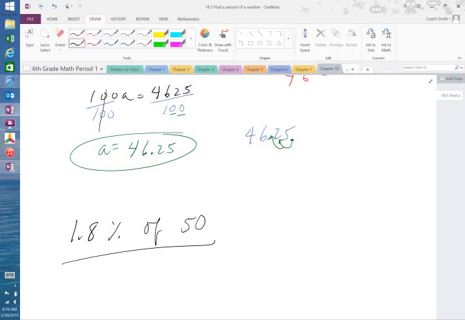Where are you at, guys? You got your cross multiplication? Write it down. You have A over B. Write down A over B equal P over 100.